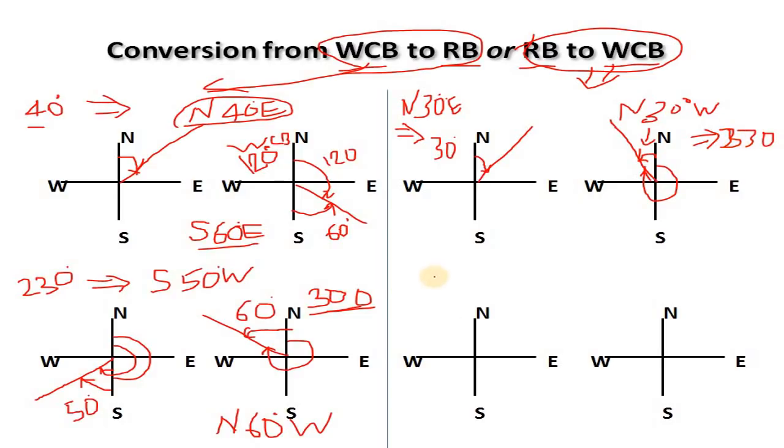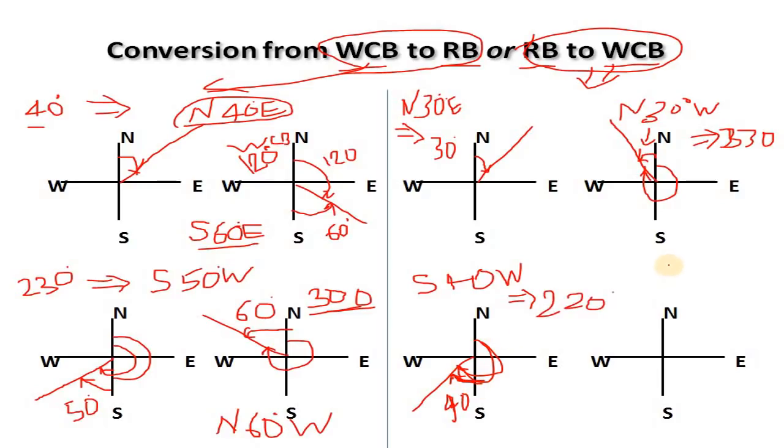Okay, next, suppose RB is given S 40 degree west, you need to convert in WCB system. First draw this line, where will be this line? Southwest quadrant. Southwest quadrant is this, means this angle is given, this angle is 40 degree. Now in WCB system you require this angle from north up to the line. So what will be this angle? You know this angle is 180 degree, and this angle is 40 degree. Add both, 180 plus 40, 220 degree.